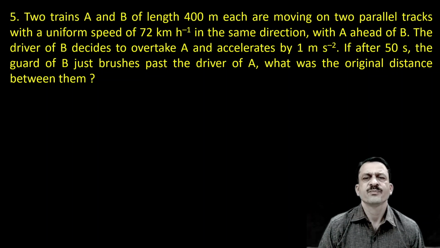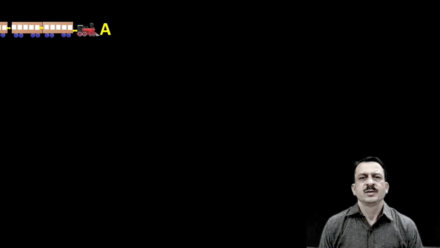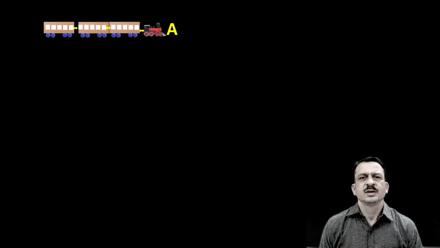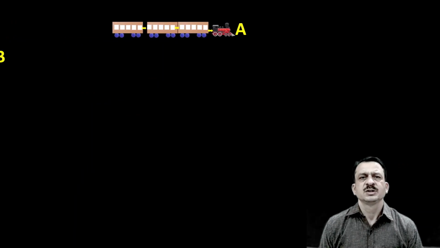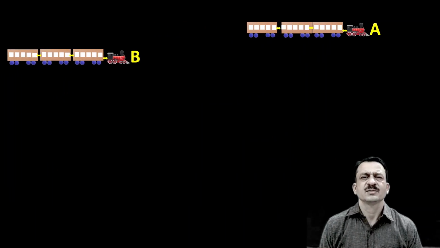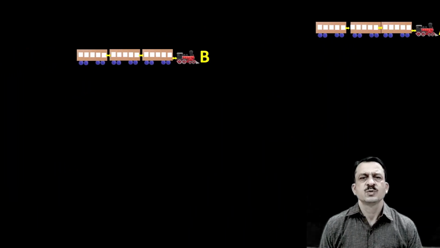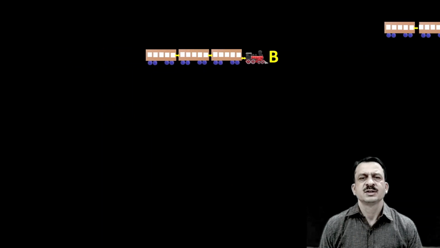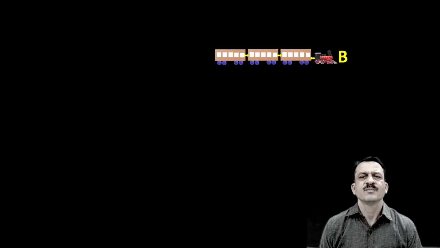between the two trains. Now here they have given two trains which are traveling in the same direction, and the velocities are given. Now look here, two trains are traveling. A train is moving ahead and B train is a little bit back. Now this is the distance between the two trains, and this initial distance we have to calculate.